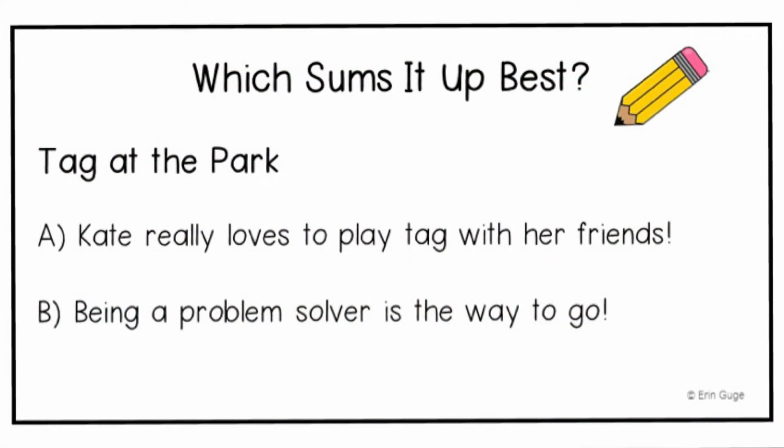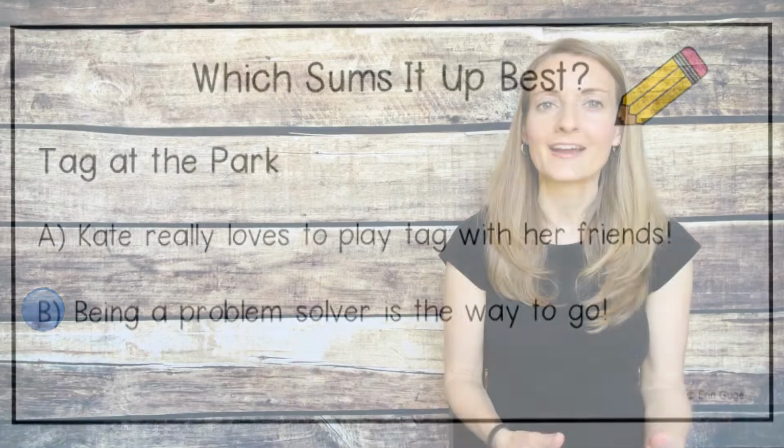So now let's take a look at these two sentence choices and decide which one best sums up the whole question and answer. Choice A says, Kate really loves to play tag with her friends. And choice B says, being a problem solver is the way to go. Which is better? Whisper A or B. Letter B sums it up best since it is about the main idea of problem solving. Letter A is not a good sum it up sentence because even though Kate did like to play tag, that is not what the answer is focused on.